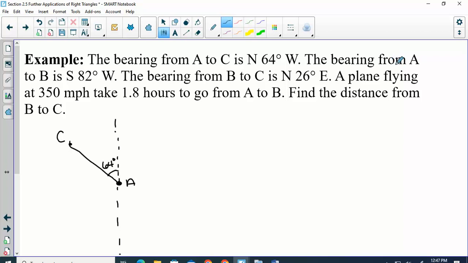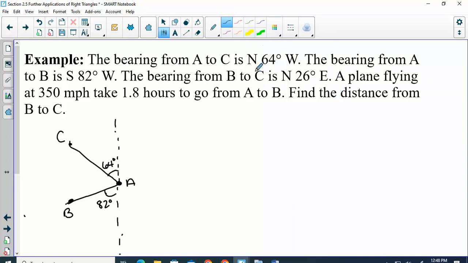The bearing from A, so I'm back at A, to get to point B is south 82 degrees west. This is point B, and it's south 82 degrees west. Do I know if my picture is drawn to scale? Like, do I know if point B should be here or if it should be over here? No, we're not really drawing anything to scale. We are just doing our best.